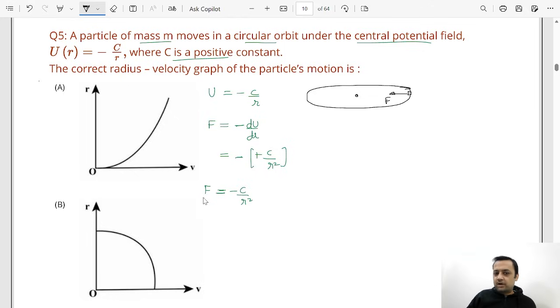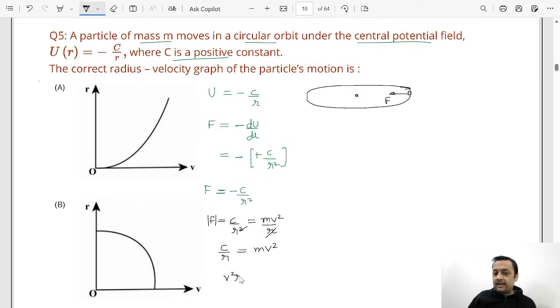If you talk about the magnitude of the force, it will be C/r². This force behaves as the centripetal force, so you can write this as mv²/r. So r and r get cancelled, that means C/r = mv².